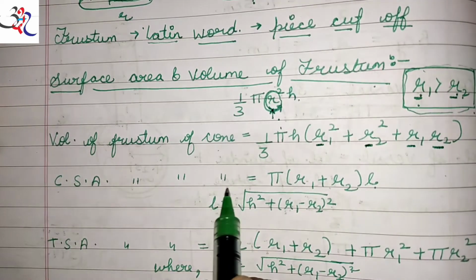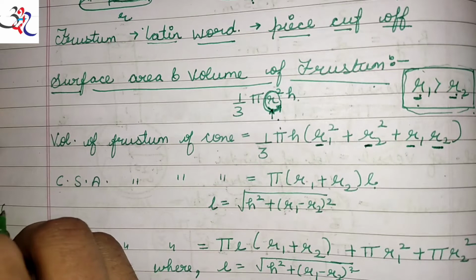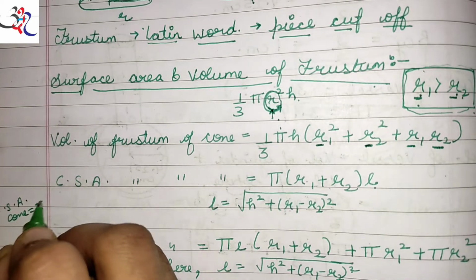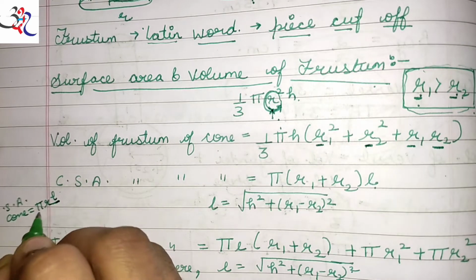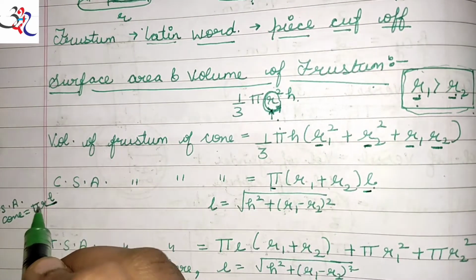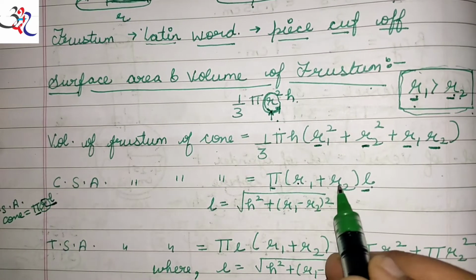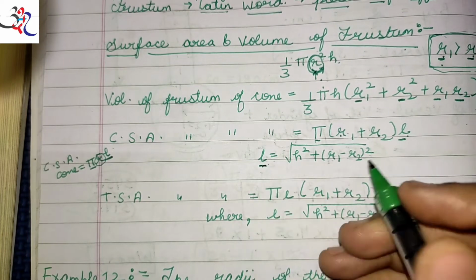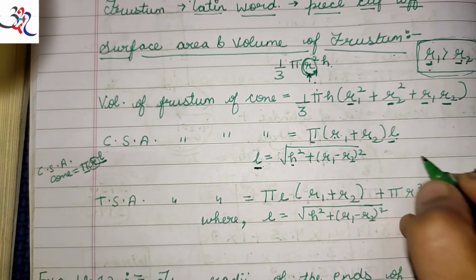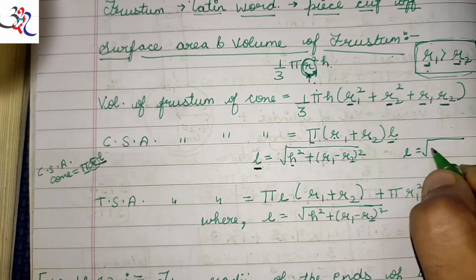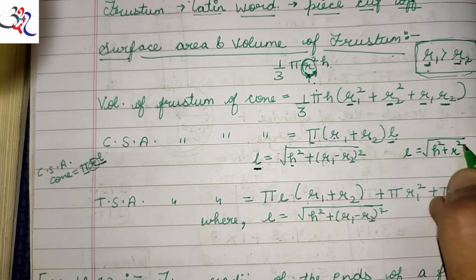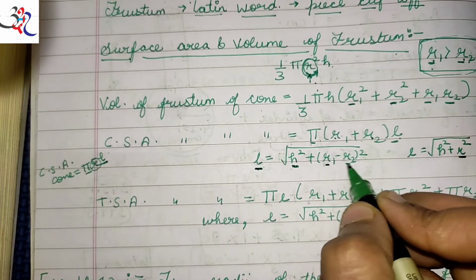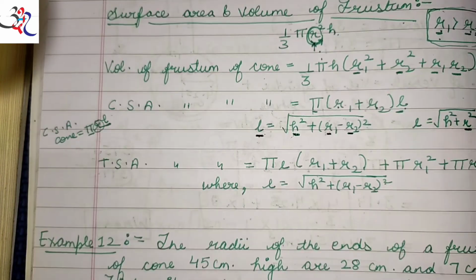Similarly, for the curved surface area of the frustum of a cone, the curved surface area of the cone is given by pi r l. Here pi is going to be the same, and we just replace r by r1 plus r2. The slant height for the cone is given by the formula under root of h square plus r square. Here h is going to be the same, and we simply replace r by r1 minus r2.